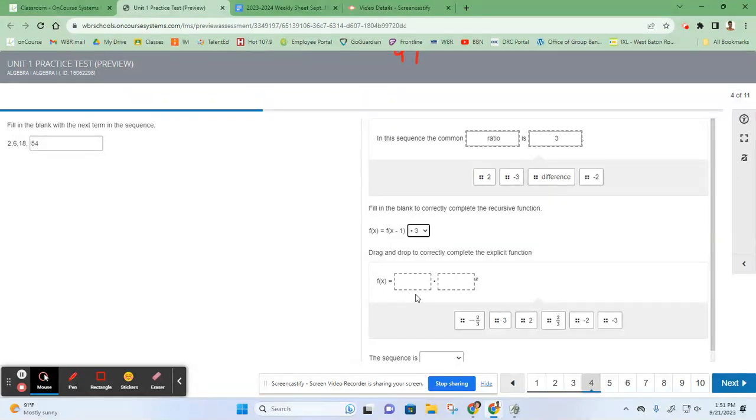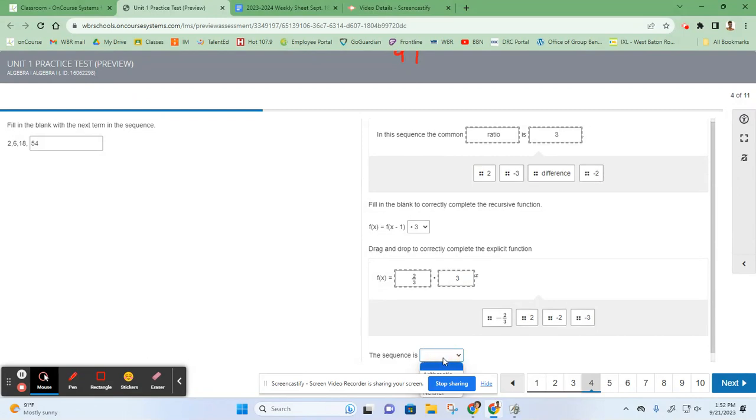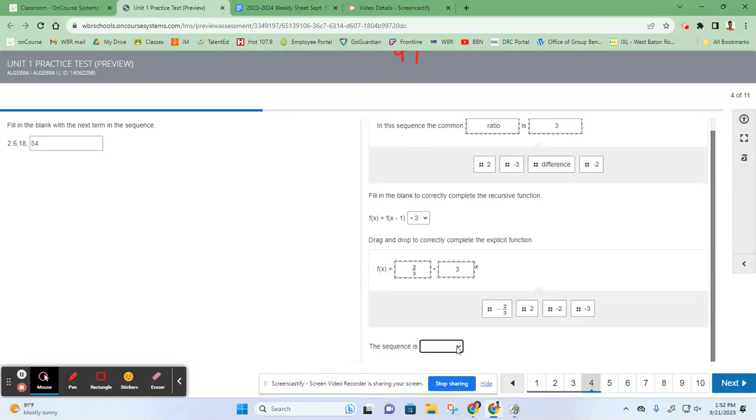So notice that the variable for the x is already placed in there. That common ratio goes with the variable, the one being raised to the x power. And then I have to think about working backwards to find my zero term. If I'm multiplying by 3 each time, the opposite thing to do would be divide by 3. And 2 divided by 3 is 2/3. This sequence is geometric.